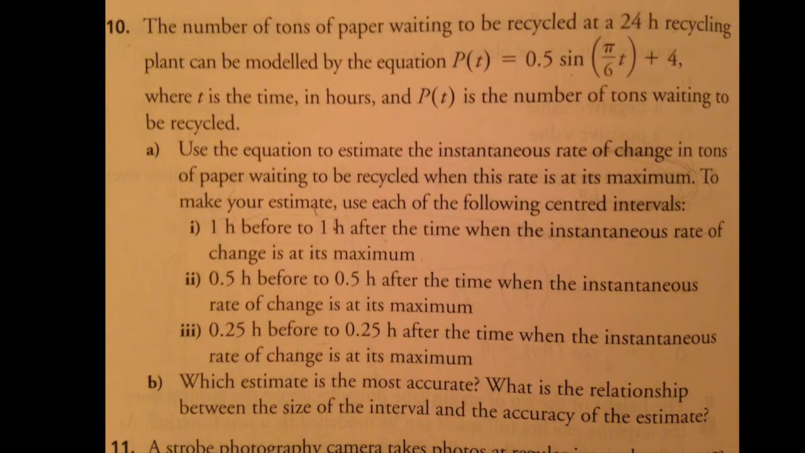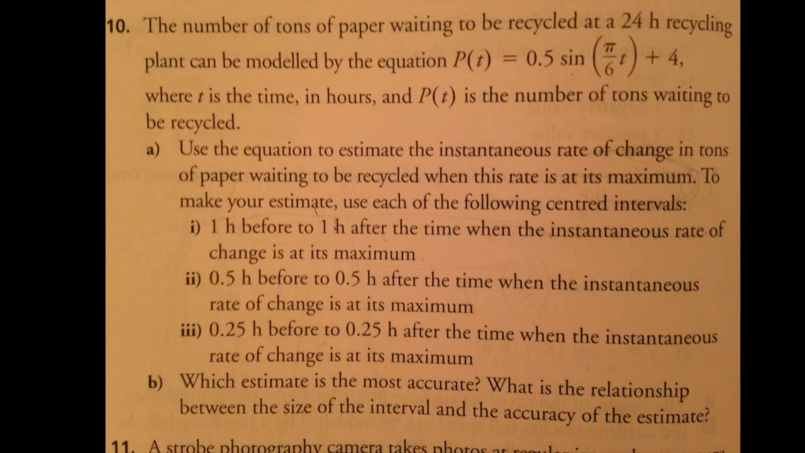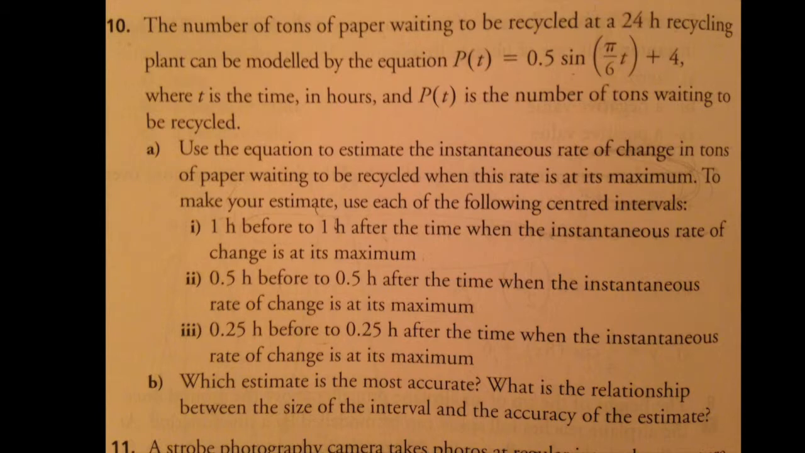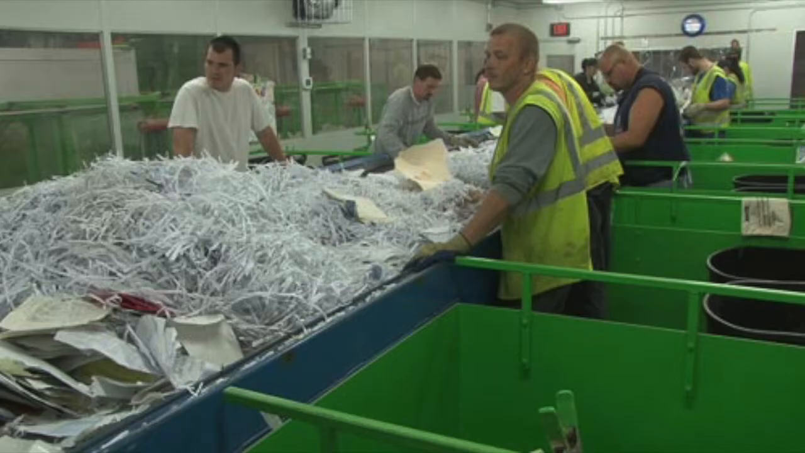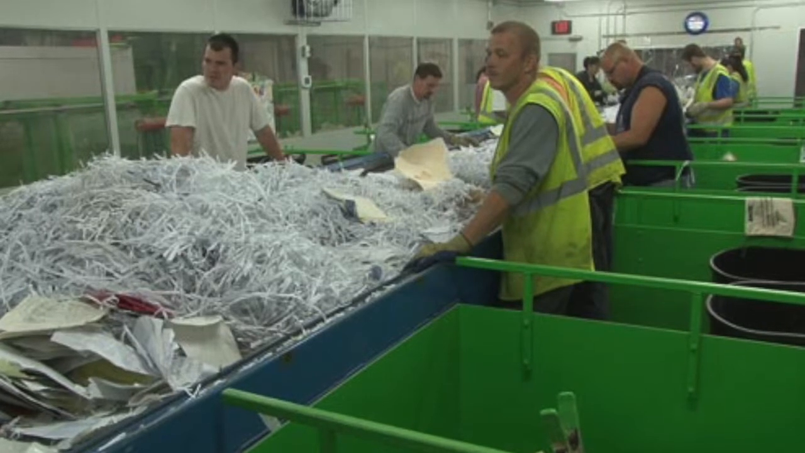And III. 0.25 hours before to 0.25 hours after the time when the instantaneous rate of change is at its maximum. And B. Which estimate is the most accurate? What is the relationship between the size of the interval and the accuracy of the estimate? So I'll just read through the question one more time.